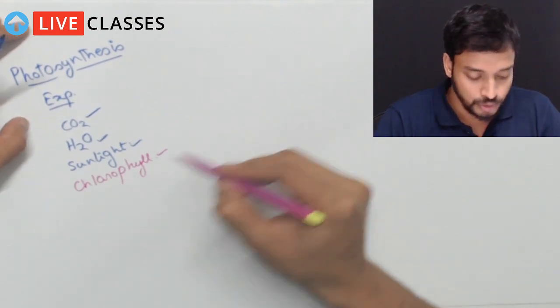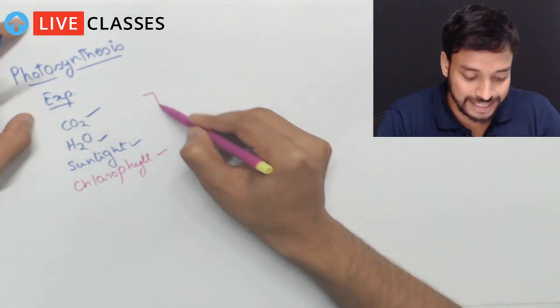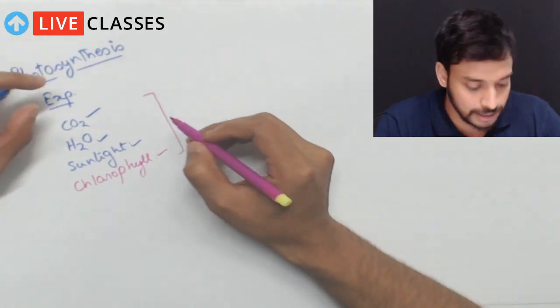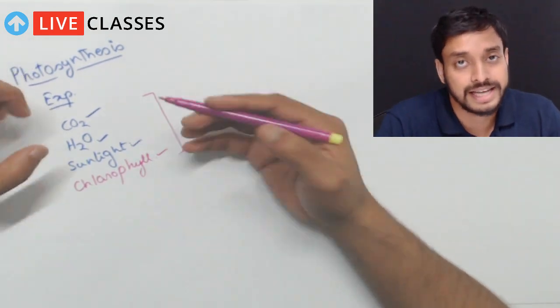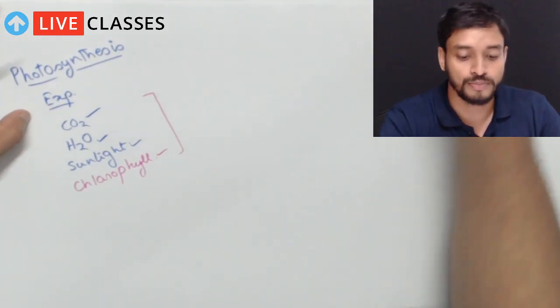So let's continue. Through the experiments, we tried to prove that these are the components which are required for the process of photosynthesis, correct? Through various experiments we had seen that these are the components which were required for the process of photosynthesis.